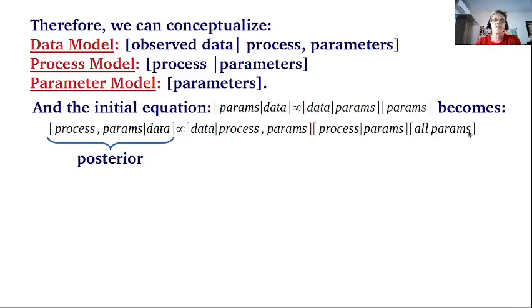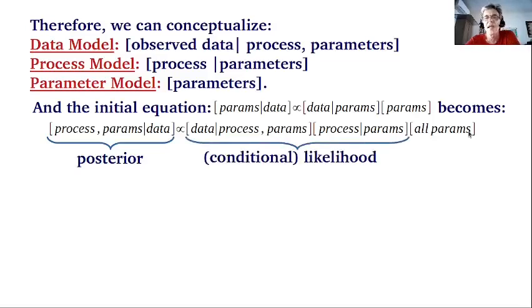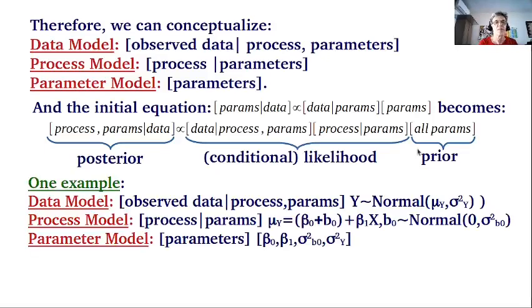So this is the posterior distribution. This is the conditional likelihood, conditional in the sense that it's conditional on the process, on the random effects, and here is the prior at the end of the equation. So let's give an example, perhaps to help make this a little bit clearer.